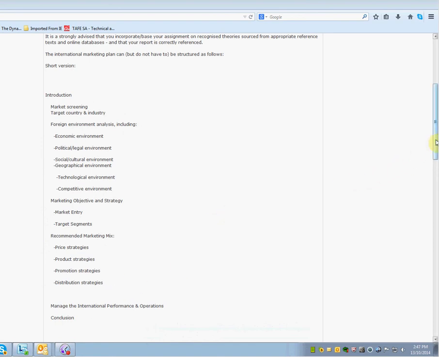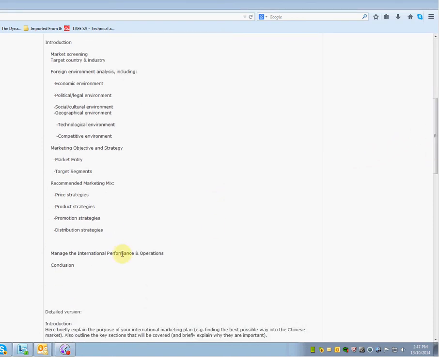In case you're not just going for export, but actually planning to set something up in the foreign country, or if you're using a combination of export and setting up a sales office, you need to talk about how you plan to manage the international performance and operations in that country as well.